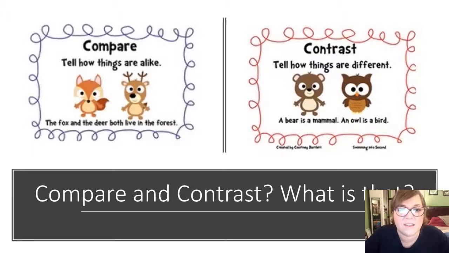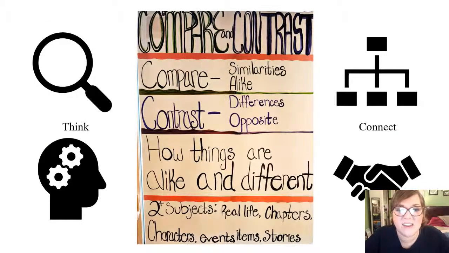So for instance, the slide shows the fox and the deer both live in the forest. They are being compared and it's telling how the things are alike. Contrast, telling how things are different, is a bear is a mammal and an owl is a bird. And to put it simply, it is telling how things are alike and how things are different.